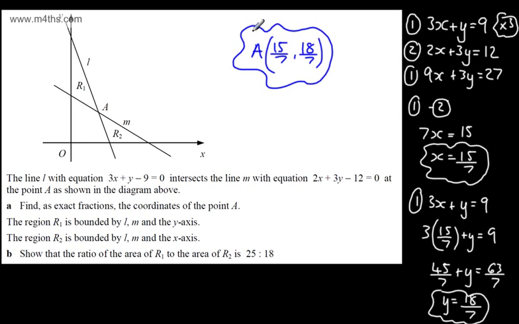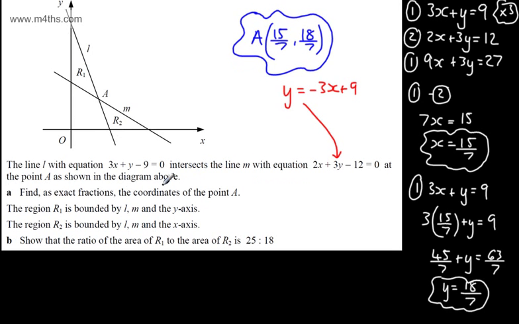You could have solved those simultaneous equations all manner of different ways. So I could have written this one as y is equal to negative 3x plus 9, and then simply substituted that in for y there to eliminate y and get an equation in x. It's entirely up to you. I've just gone for this way of elimination rather than substitution.